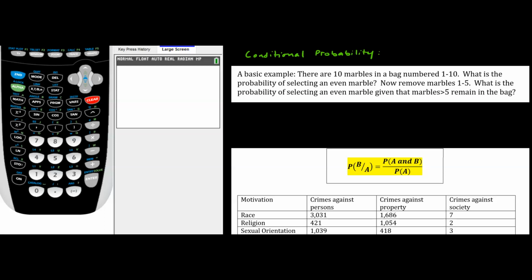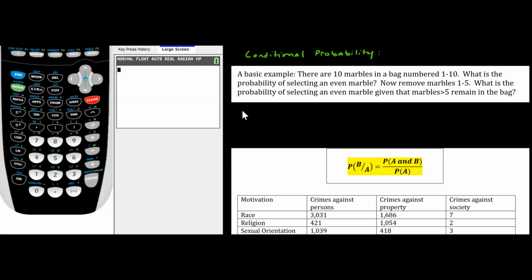Okay, so let's go through a basic example just to give you the idea of what a conditional probability problem looks like. So I said there are 10 marbles in a bag numbered 1 through 10. Now let's imagine that you're blindfolded and that you're going to reach into this bag and grab a single marble. I said, what is the probability of selecting an even marble?